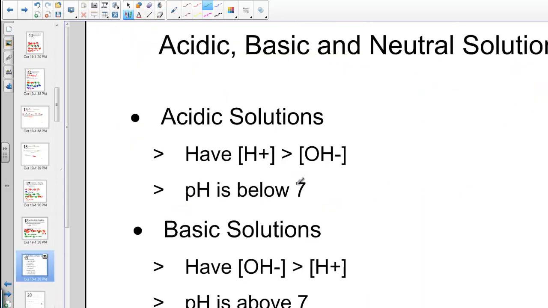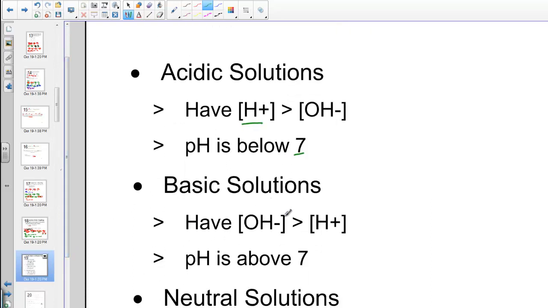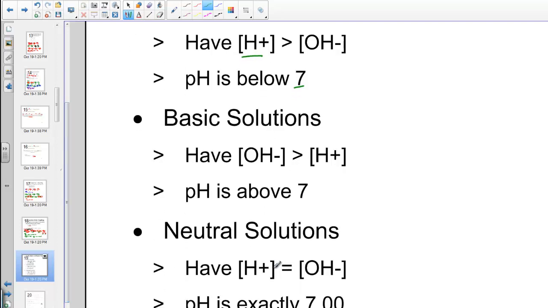Acidic solutions have pH levels below 7, as we mentioned. Acidic solutions have more acid ion compared to base ion, meaning the concentration of the acid ion is greater than base. A basic solution would have hydroxide ion in a greater concentration than hydrogen ion, and its pH would fall above 7. And a neutral solution is one where we have exactly the same concentration of the acid ion as the base ion, which would be exactly 7.0 on our pH scale.